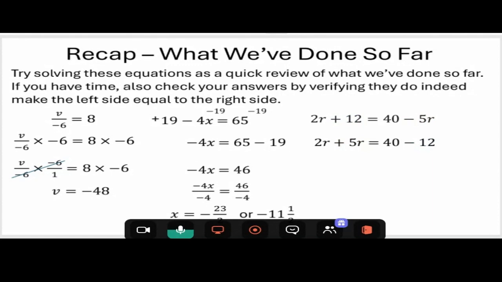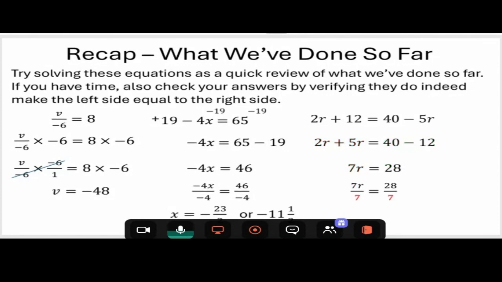Cross out, remove those colors, because now we're going to want to recolor in a different way. Now that we've got all the variables on one side and all the not variables on the other side, we want to collect these together, 2r plus 5r, and collect these together, 40 minus 12. So 2r plus 5r is 7r, 40 minus 12 is 28.